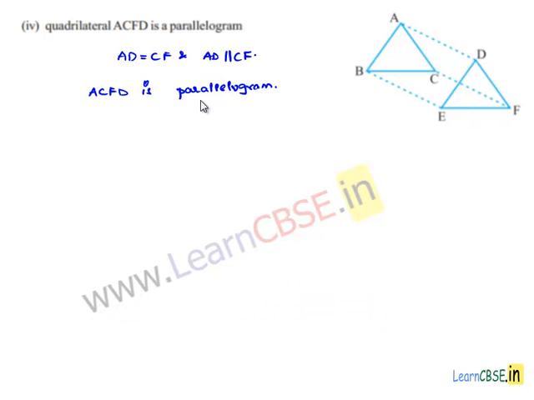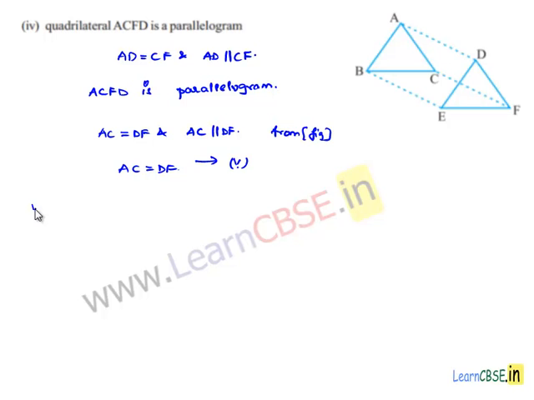Now, as ACFD is a parallelogram, we can say AC is equal to DF and also AC is parallel to DF from the figure. From this we can say that AC is equal to DF, and this is what our fifth proof required.